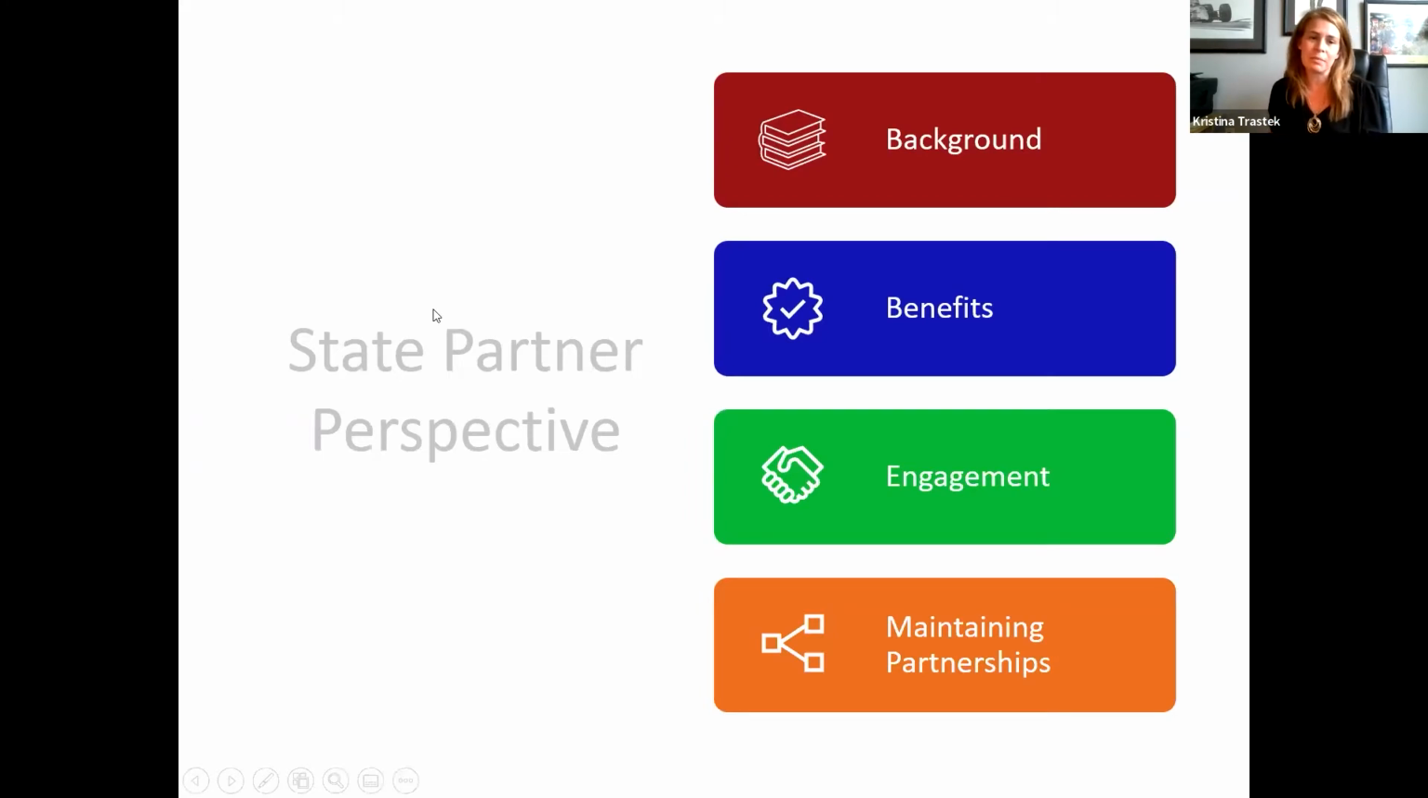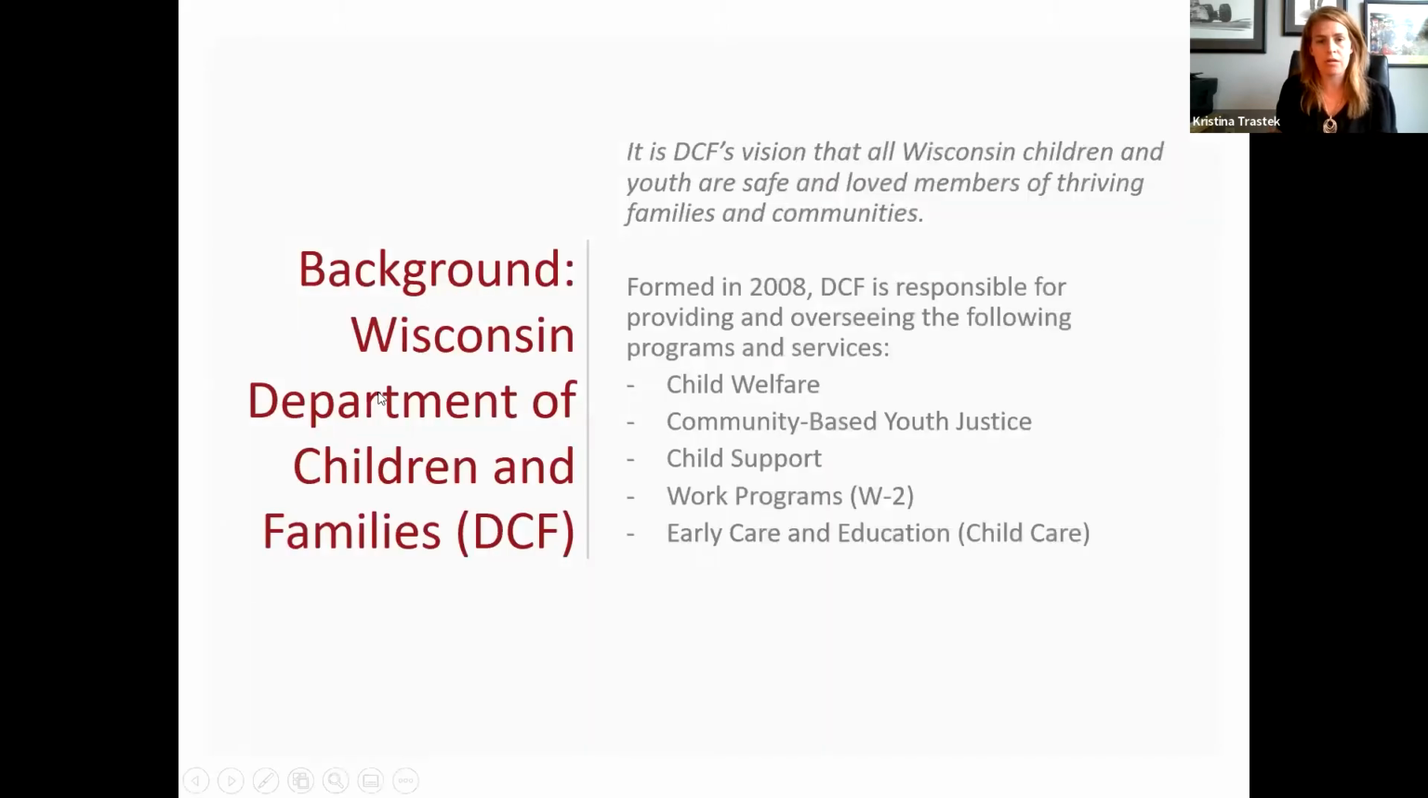So today I'm going to give you the state partner perspective in working through the Wisconsin Administrative Data Core, just the relationships and partnership that we've discussed. I'll give you a little bit of background. I think it'll be important to talk through the background of DCF, as well as our relationship with IRP. And then I'll jump into really the benefits of having a partnership between our state partners and IRP, and then talk a little bit about engagement and maintaining partnerships. So a little bit of background.